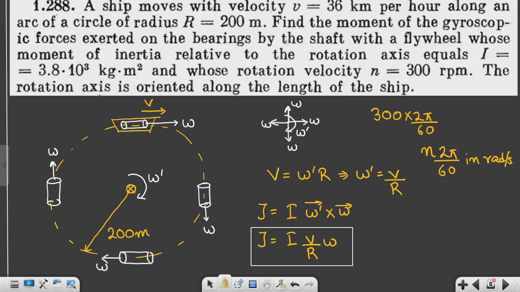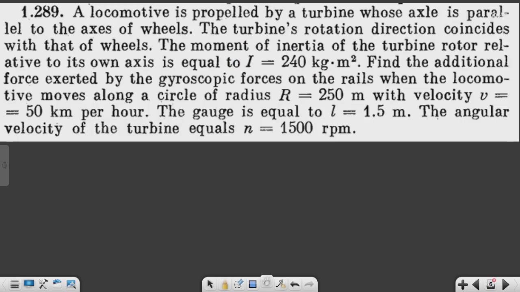Understood? So instead of applying omega, we'll write omega as 2 pi n by 60. Now plug in the values and get your answer. Okay. Now this question is same as previous problem. Okay, the ship problem. Suppose this is a train, and this is the wheels of the train.